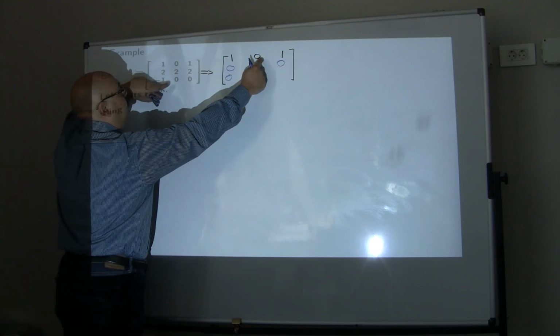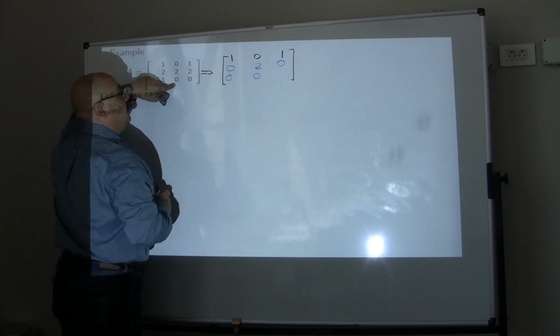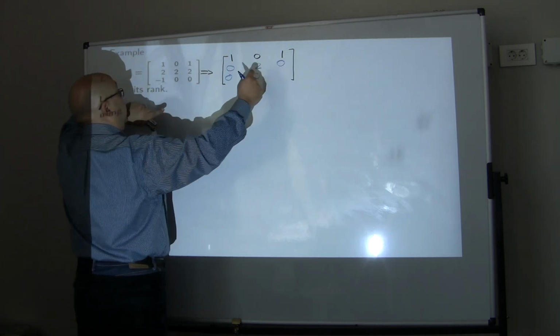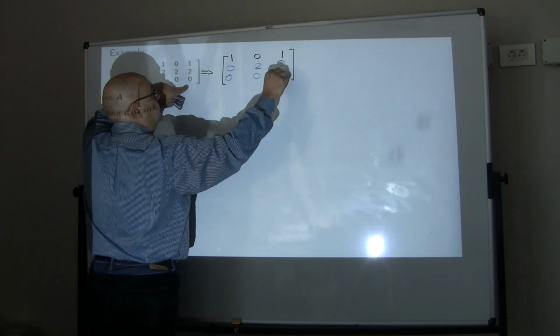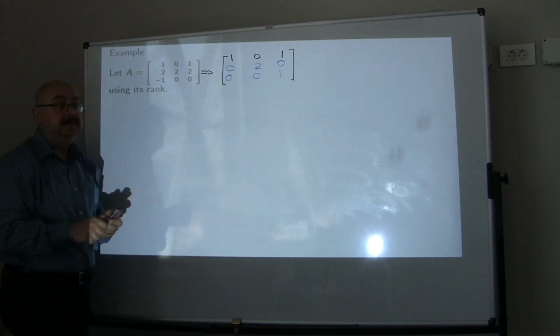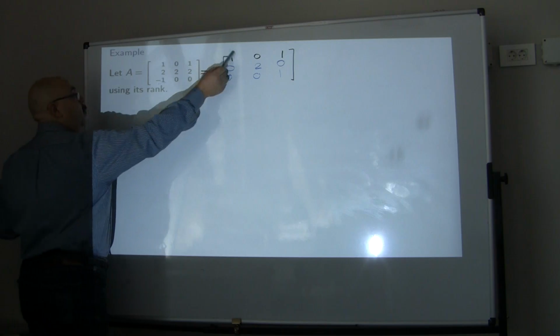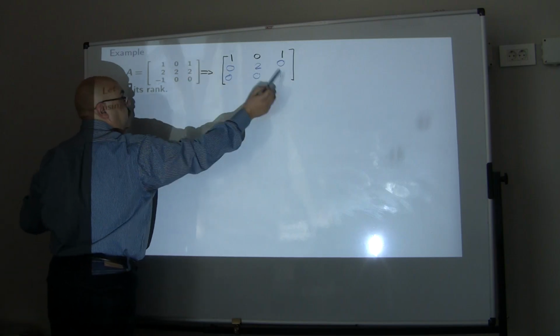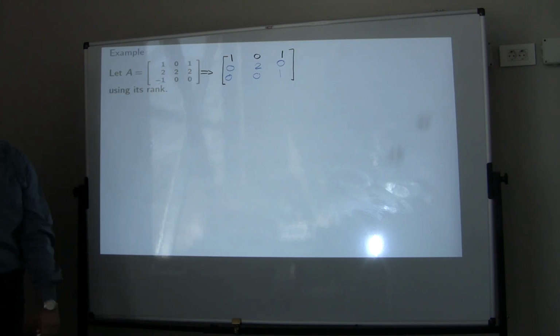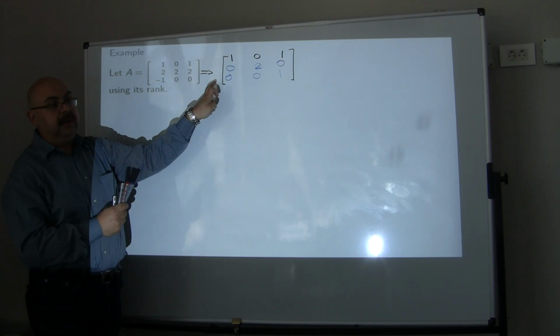1 times 0 equals 0, plus 0, so it's going to be 0. 1 times 1 is positive 1, plus 0, so this number is 1. Once more: 1 plus negative 1 equals 0, 0 plus 0 is equal to 0, 1 plus 0 equals 1. Look at the first column, it's already adjusted: a number, then the rest of the elements equal to 0.